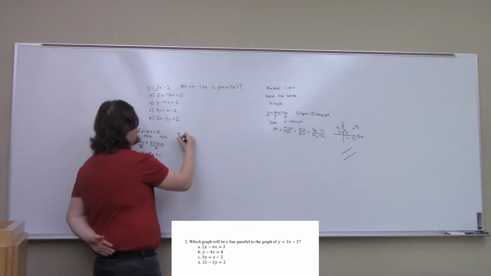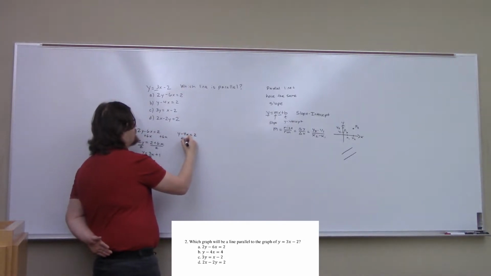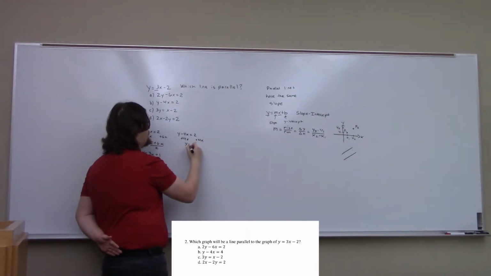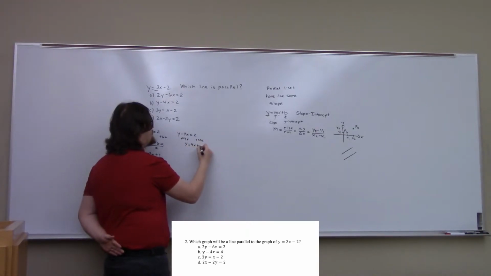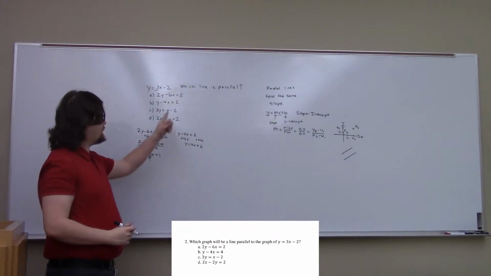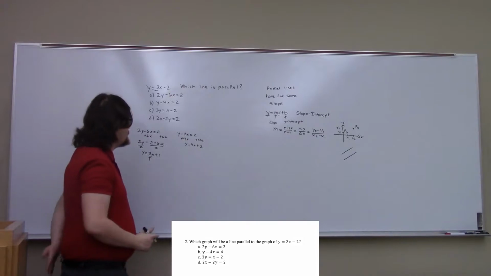Alright, next we have y minus 4x is equal to 2. If we add 4x to both sides, we're left with y is equal to 4x plus 2. Again, I'm just rearranging so the x is out front. You can see again 4 is not the same as 3, so this is not our choice.